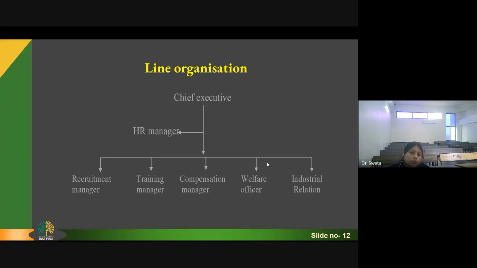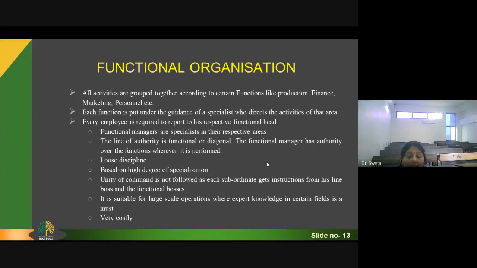We can see here the chief executive officer will be there, then the HR manager, and under the HR manager there may be several other managers also. Or we can say there will be a chief executive officer, an HR manager, a marketing manager. Or there will be a chief executive officer and a manager who will be handling all the other functions of the organization, and under the manager there may be several other employees also.